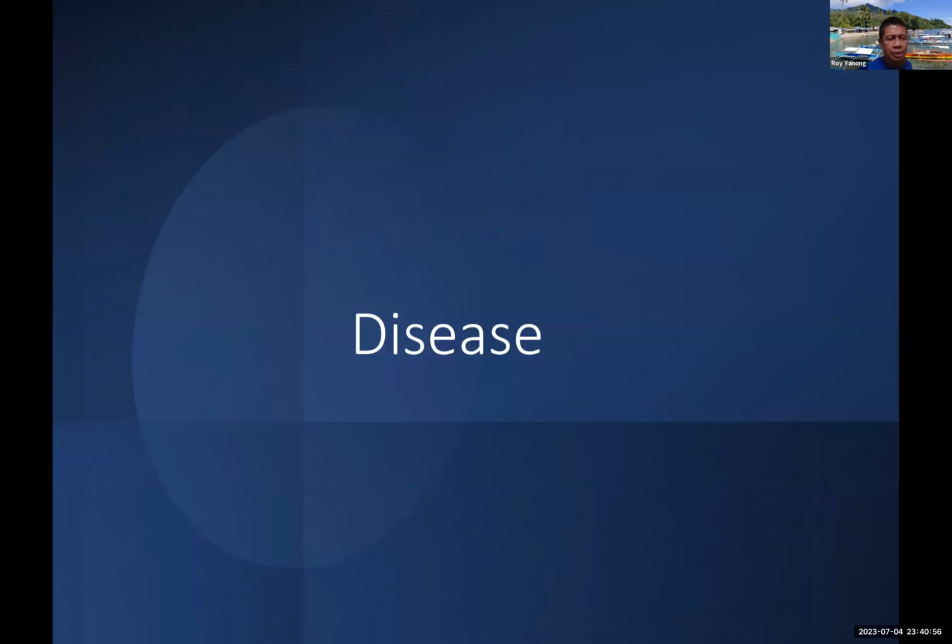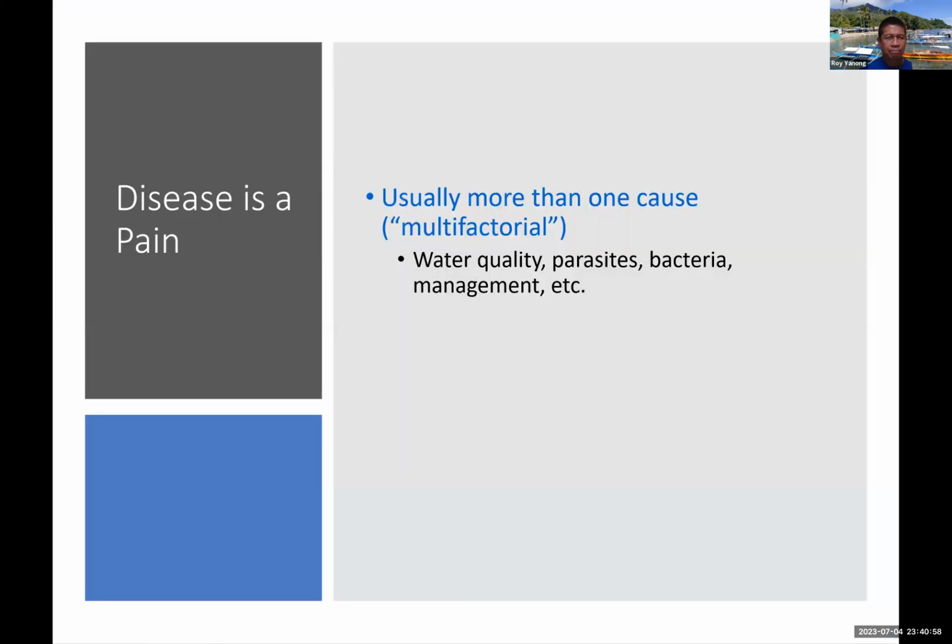All right, we talked a little bit about stress. Let's talk about disease. Disease is a pain, pun intended. One important thing I like to make sure everyone is aware of is that often, especially with fishing and aquaculture, disease is going to be multifactorial. There's going to be a lot of different reasons or factors when a fish will get disease. Often water quality will combine with maybe light parasite or bacterial loads and other potential management issues. And all of these things will come together and cause disease.